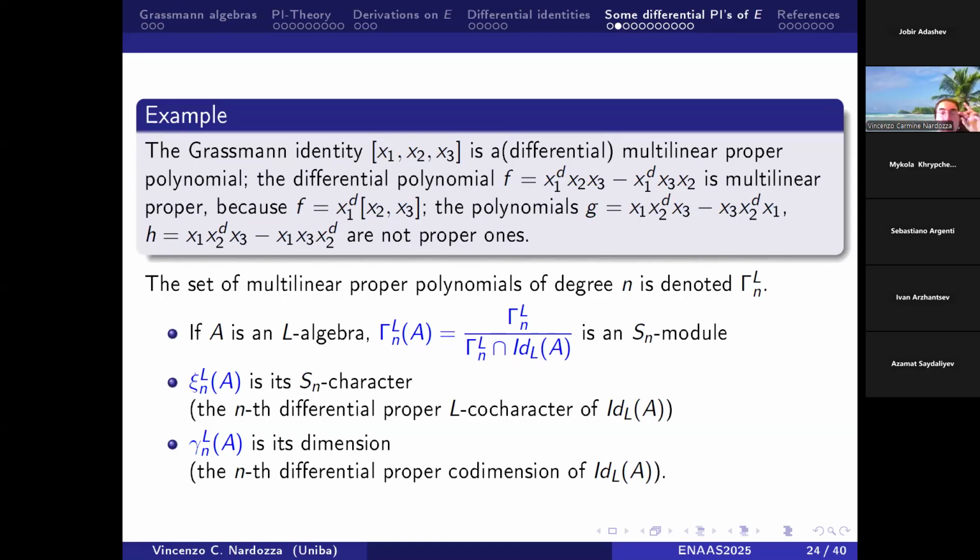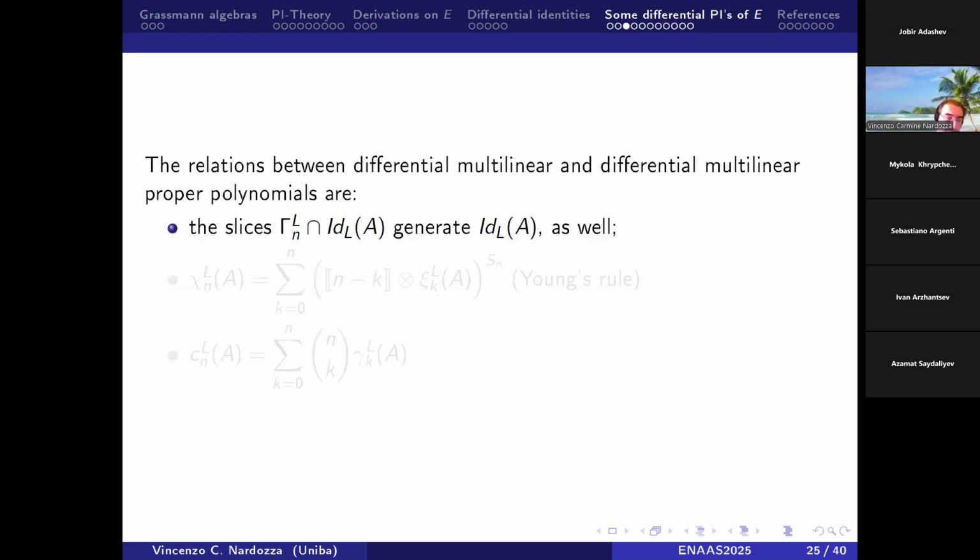multilinear proper polynomials, which are related to the multilinear polynomials in A through very easy, very understood connections. These are the properties. These slices, when considered just as multilinear proper polynomials lying inside the ideal of differential identities, generate the whole ideal, as well as the simple multilinear polynomials do. So they are a good substitute from the point of view of generating the identities.